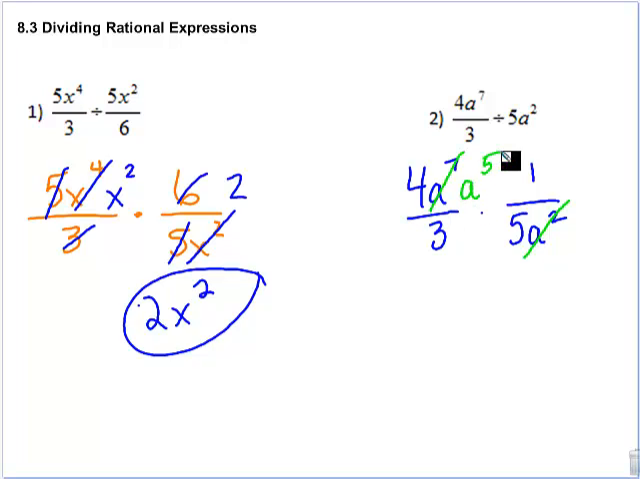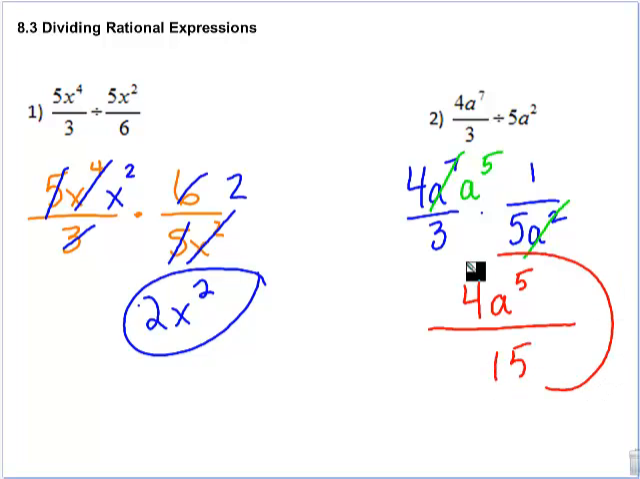Can we cancel anything else? Nope, you can't because it's multiplied. So in the numerator here, what would I have left? 4a to the 5th, over 15. 5 times 3 is 15. Is that okay?